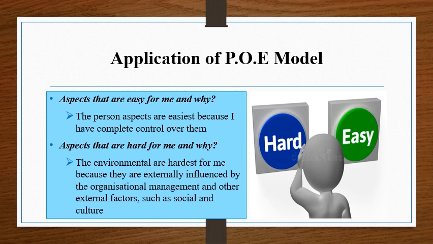The aspect that is easy for me is the person aspect. This is because I have complete control over these factors. On the other hand, the hardest aspect is the environment aspect. This is because these are controlled externally.